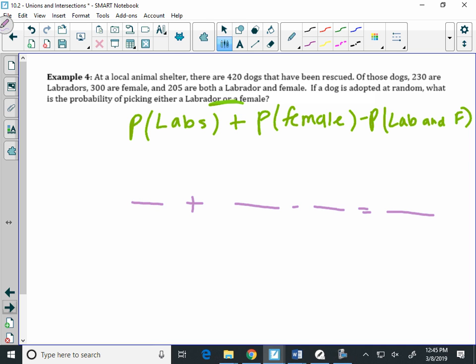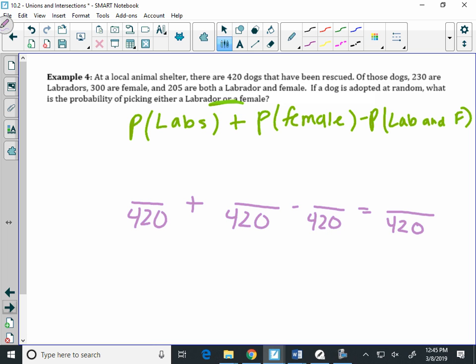I'm going to write out my fraction bar for each category. Labs gets a fraction bar, female gets a fraction bar, both get a fraction bar, and our answer gets a fraction bar. The total for the entire thing is going to go on the bottom of all those fractions. What was our overall total? 420. There are 420 total dogs. So 420 goes on the bottom of each fraction. Then you put the totals for each thing in the top.